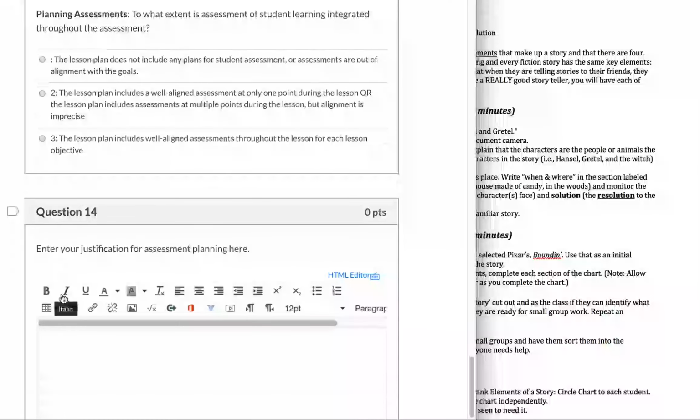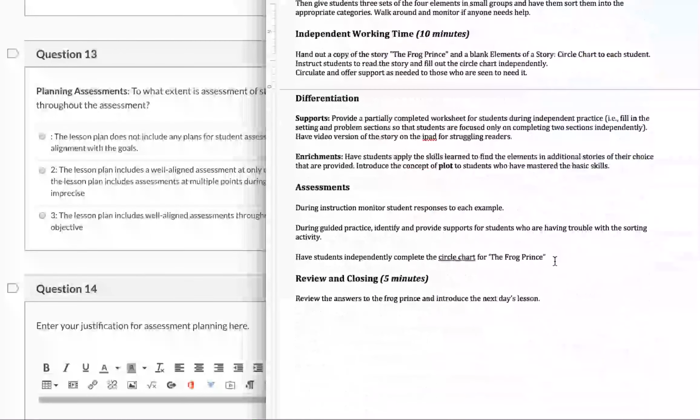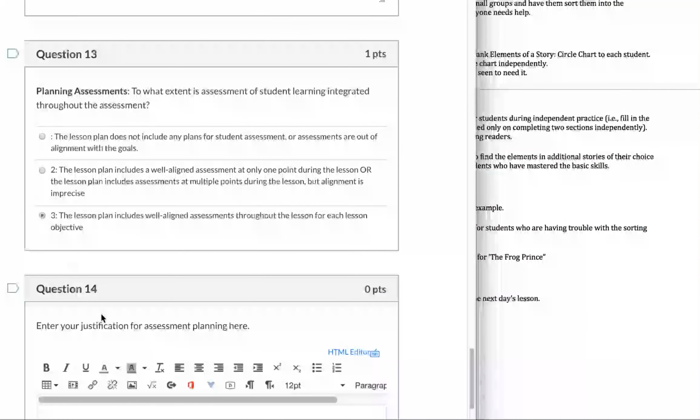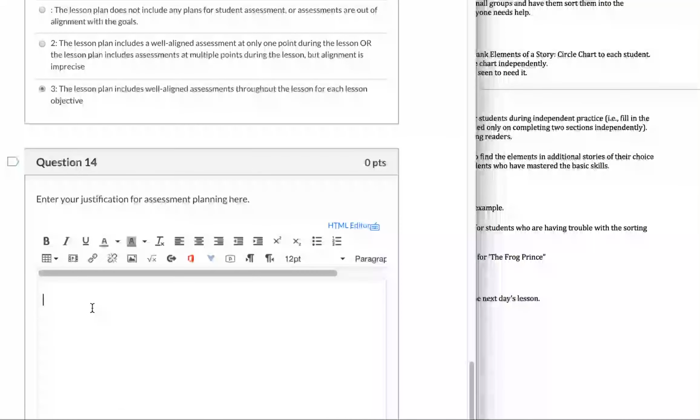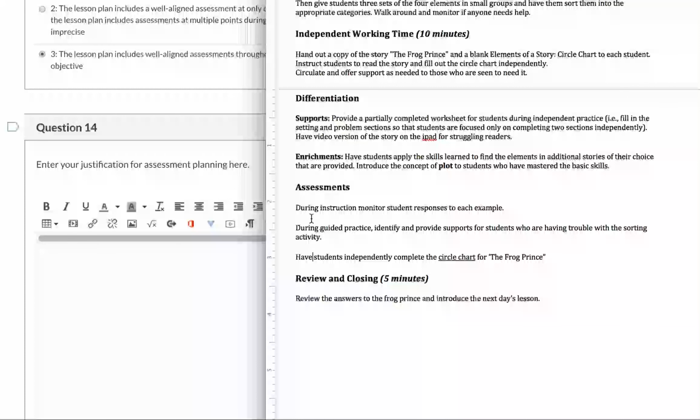Finally, we have planning assessments. That's our last one. We look at this and see that there's assessment during instruction, during guided practice, and at the end. And they're all well aligned with what the students are doing at the time. Down here in the justification, you would indicate that yes, there are multiple assessments at different portions, existing throughout, and they are well aligned with the learning objective, or the portion of the lesson that the teacher is assessing at the time.